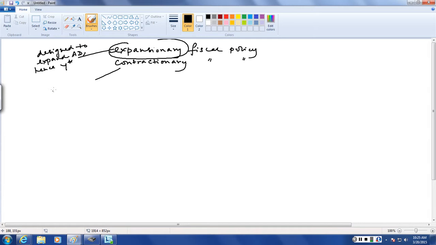Contractionary means designed to contract AD, hence equilibrium GDP. Expand, contract. Correct? So when there is a recessionary gap, should the government pursue expansionary fiscal policy or contractionary fiscal policy? Well, when there is a recessionary gap, don't look at me so blankly, come on. When there is a recessionary gap, what kind of fiscal policy should the government pursue? Expansionary or contractionary?